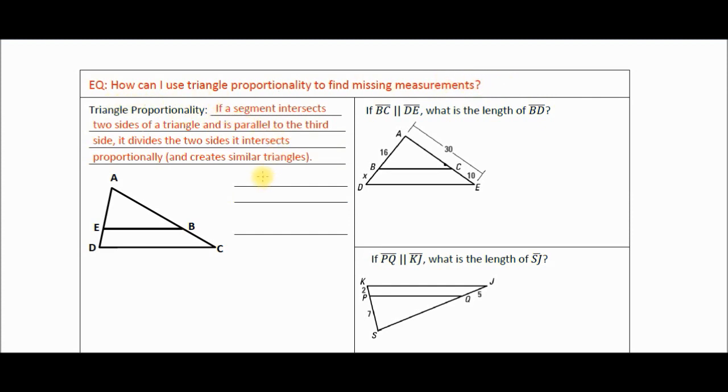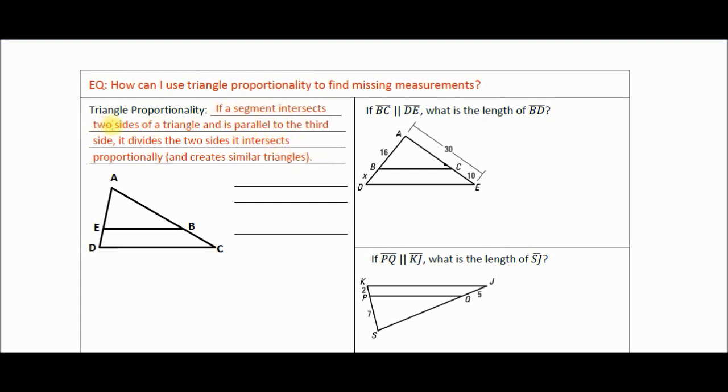Here's the definition. If a segment intersects two sides of a triangle and is parallel to the third side, it divides the two sides it intersects proportionally. And it also creates similar triangles. Now pause the video, write that definition down, and when you're done, go ahead and continue. Alright, let's continue and break this definition down.